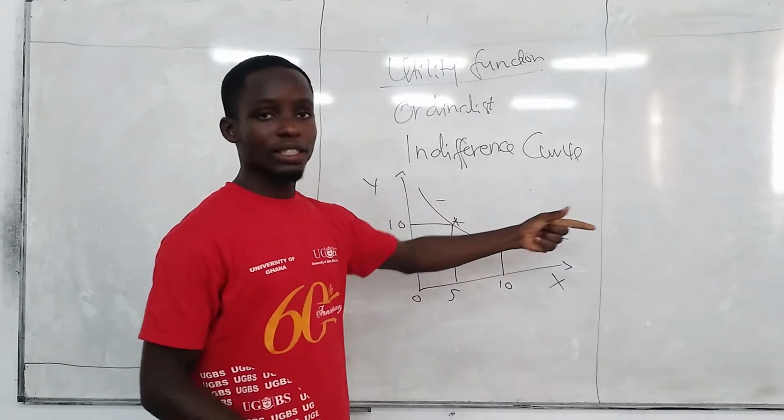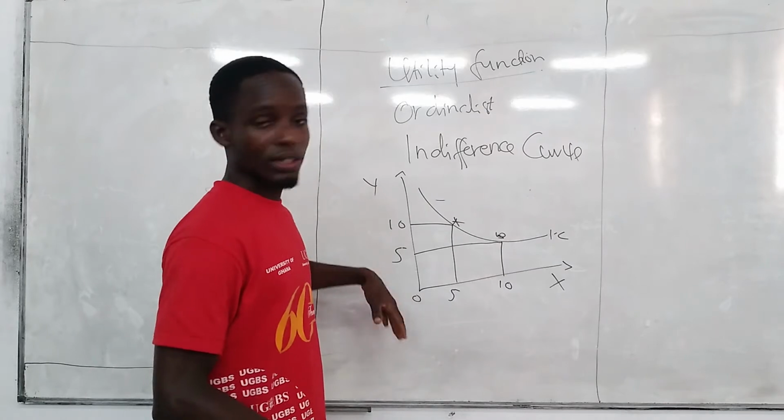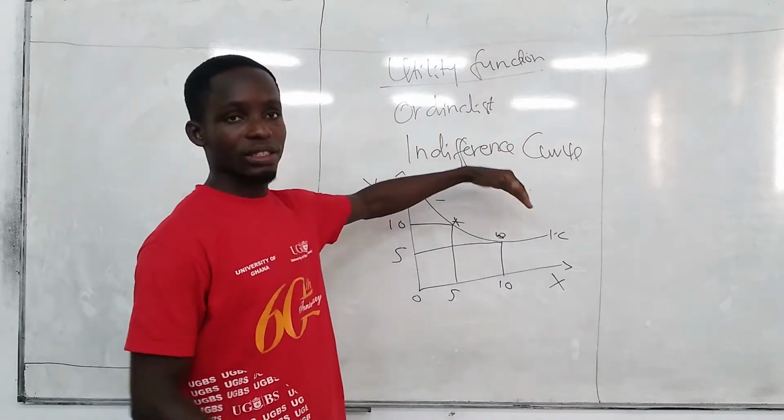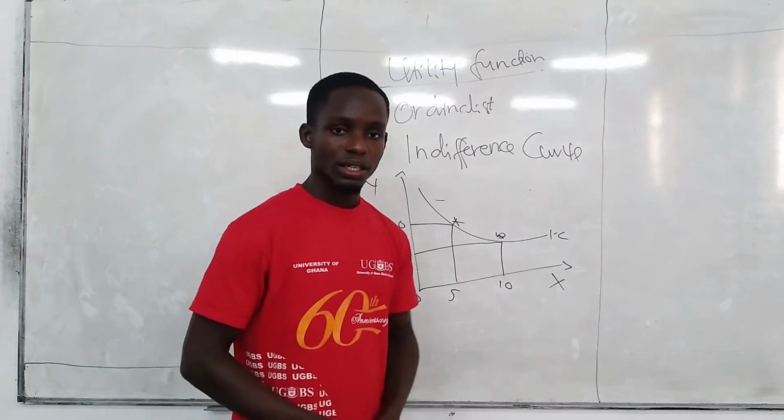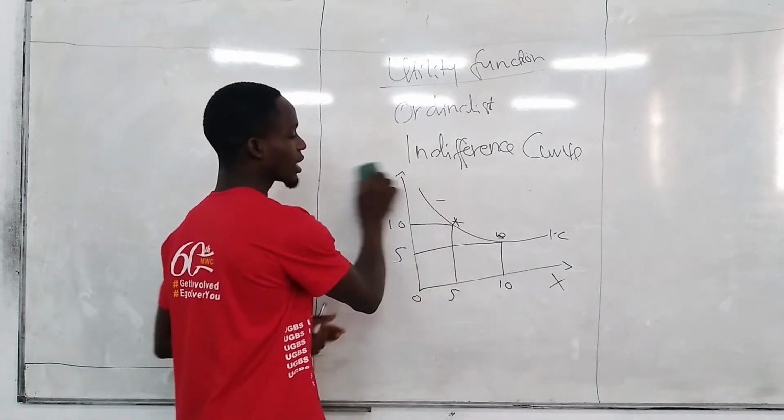It slopes negatively and is convex to the origin. Higher ICs denote higher satisfaction. They are all in the slide. You only have to know those things. Alright, so let us look quickly at something else.